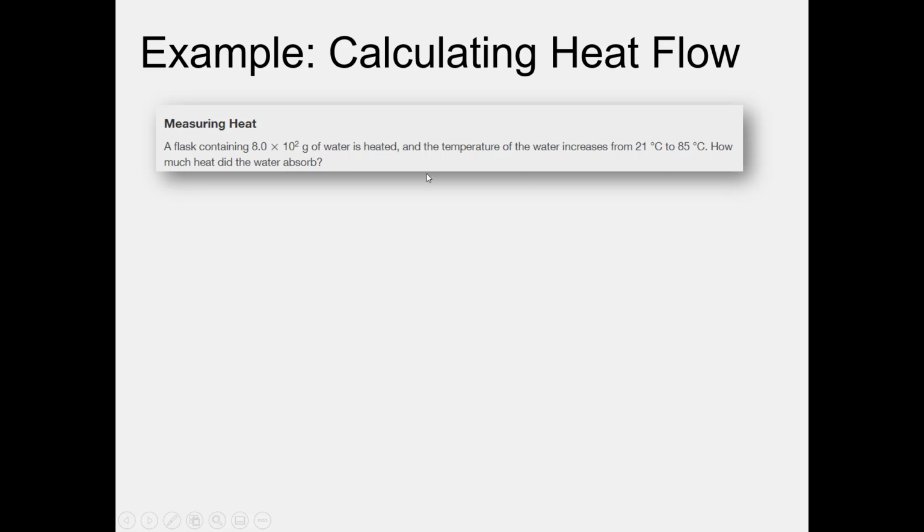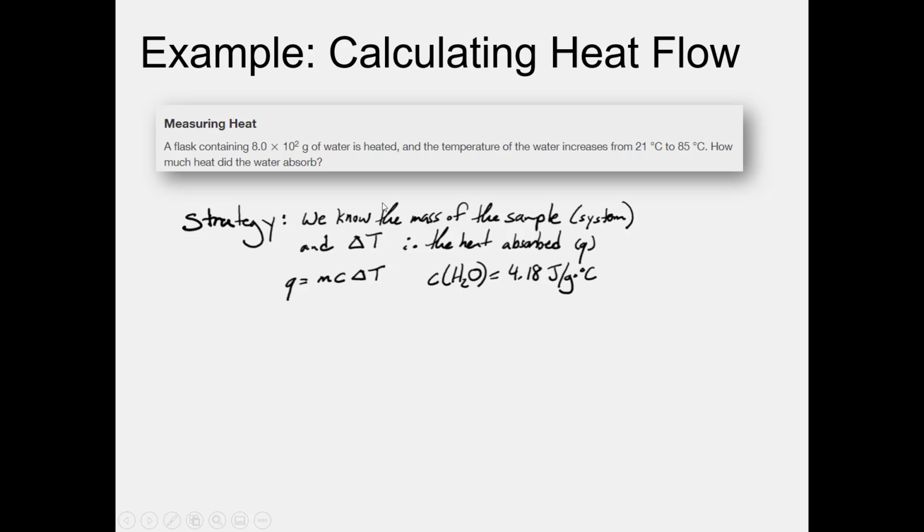All right, so because we have the mass of the sample and we know the temperature change, we know that this is a situation where we can use the calorimetry equation, Q equals mc delta T, to determine the heat absorbed Q by the sample of water. We know that we should use the equation Q equals mc delta T to figure out Q, the amount of heat absorbed. We know the mass of the sample, so we could plug 800 grams of water in for m. We can find the temperature change. The initial temperature is 21 degrees Celsius, and the final temperature is 85 degrees Celsius. So 85 minus 21 will give us our temperature change.